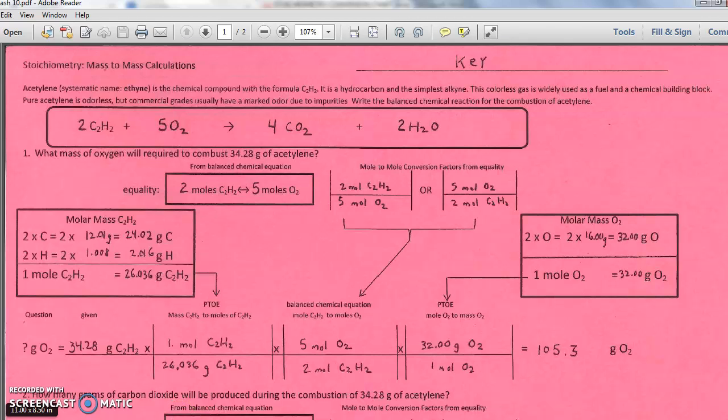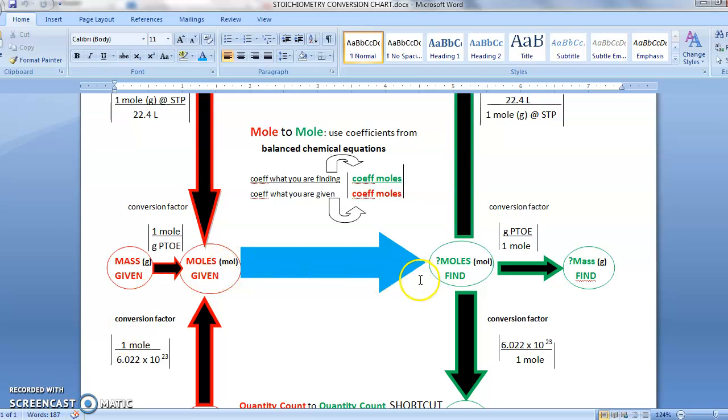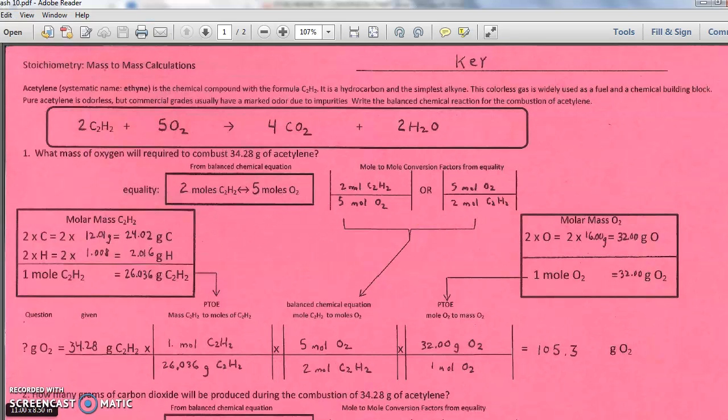When we look on our chart to go from moles of C2H2 to moles of oxygen, we need the mole-to-mole ratios, the coefficients from the balanced chemical equation. The one we're trying to find is going to be on top. That would be moles of oxygen. The one we're given, moles of C2H2, would be on the bottom. And we get those from the balanced equation. When we look at our equation, it's 2 moles of C2H2 for every 5 moles of oxygen.